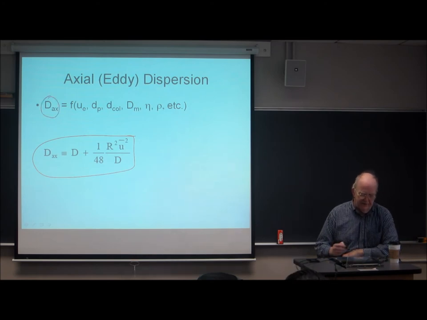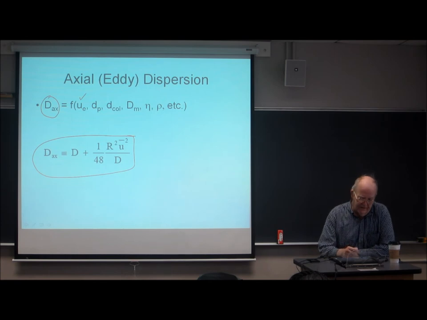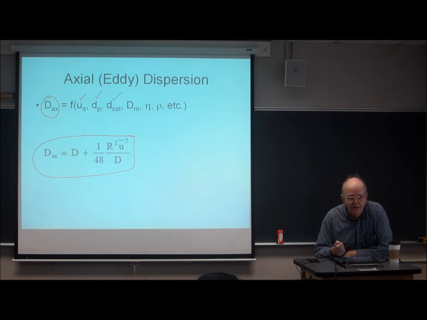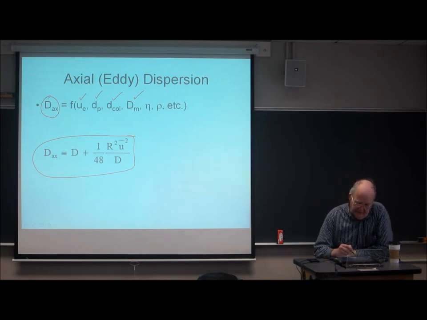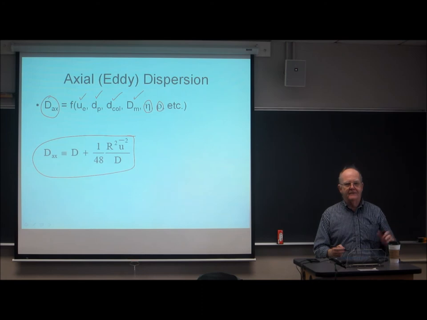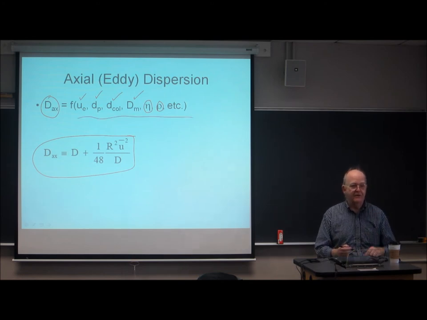So we're simply going to recognize that the axial dispersion coefficient is going to depend upon the velocity of the mobile phase. It's going to depend upon the particle diameter. It might well depend upon the diameter of the column. It could. It's certainly going to depend upon the diffusion coefficient of the stuff in the mobile phase. It's going to depend upon the physical properties of the fluid, certainly its viscosity, its density. These are at least the principal things that it could depend upon. And we're going to get at this by doing measurements and seeing how we can represent the data.